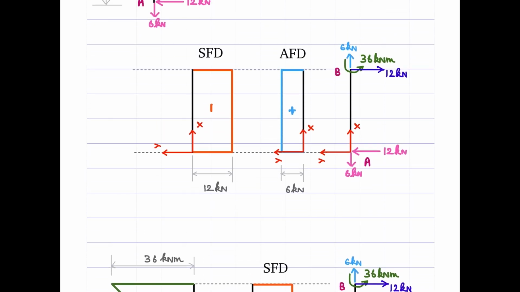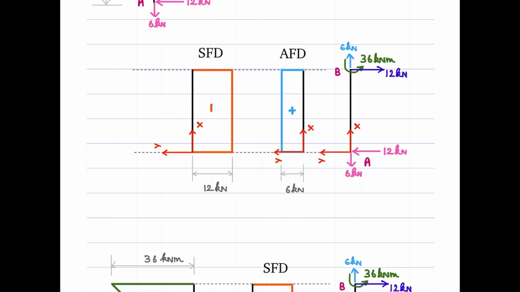So we'll start with the AFD. This is 6 kilonewton force, which is a tensile force. So we should be considering it as a positive force. And mind that this is our y-axis, right? As this is a positive force, we need to draw it along the positive y direction. That's what we have done here, and we marked it plus. This value is 6 kilonewton, right?